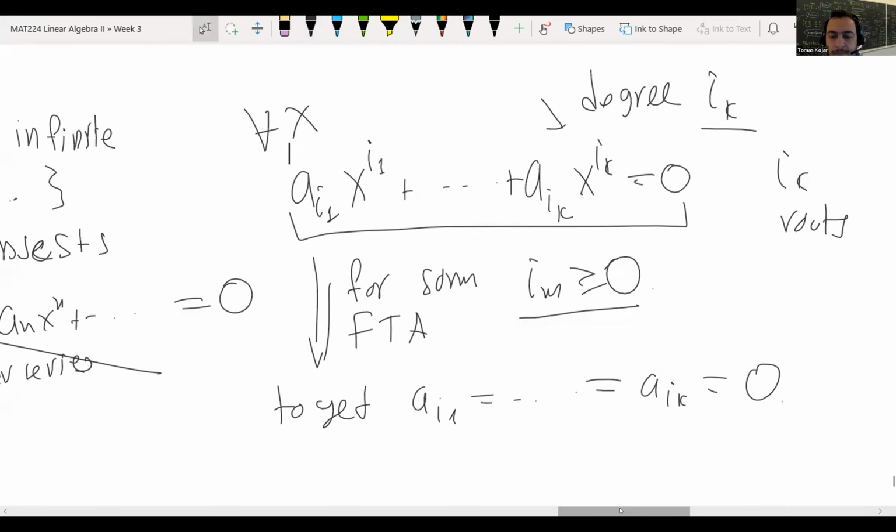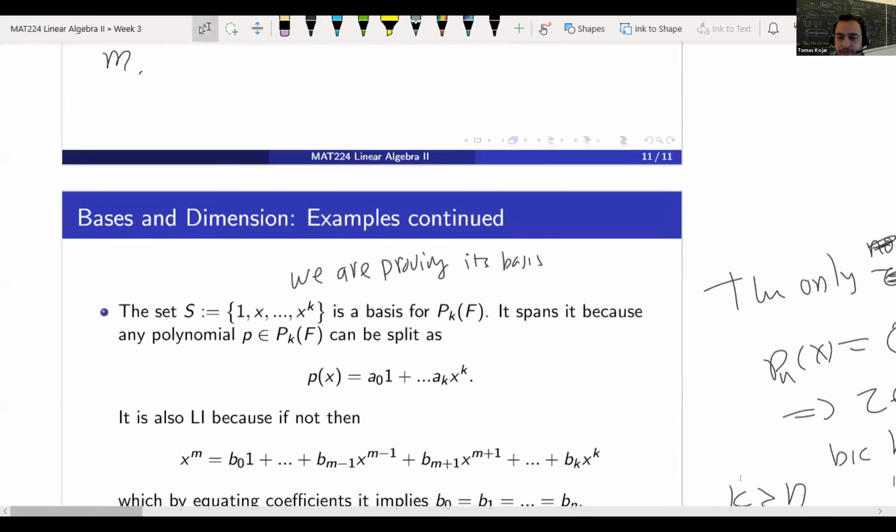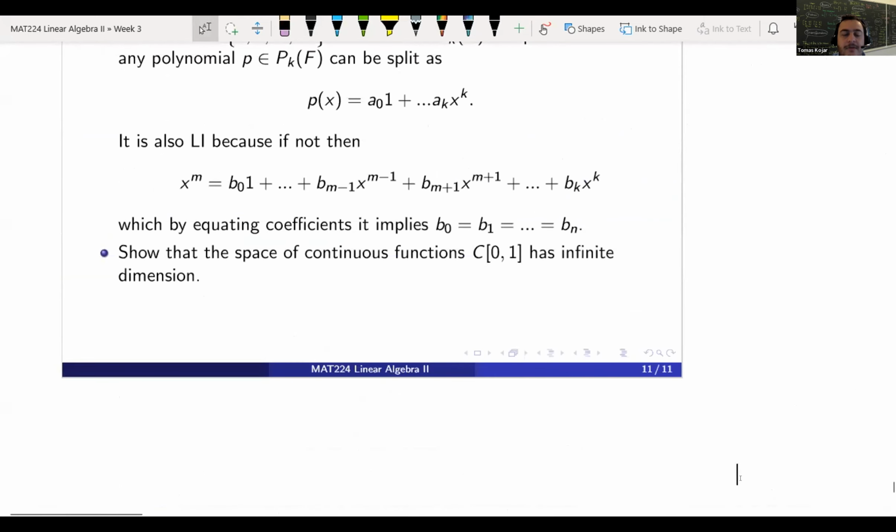Before you go, let me give you a hint because I put it in the reflection quiz. For the space of continuous functions C[0,1] to have infinite dimension, there are many ways. You can play with sines, you can play with cosines. You can play with various objects: e^{lambda x}, e^{kx}, sin(kx). Thank you so much, guys.